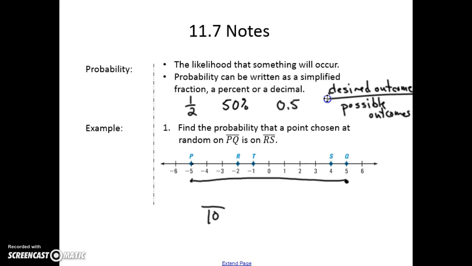And then the probability that that point is also on RS, which goes from -2 to 4, that's a distance of 6. So the probability would be 6 over 10. And we always like to reduce that. So we'll make it 3/5. We could also write that as a decimal, which would be 0.6, or as a percentage, it would be 60%. So all those are equivalent. It just depends on what the question asks for.